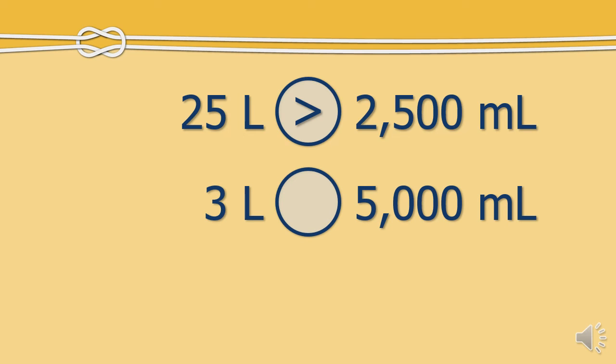Again, the comparison is 1,000 milliliters to 1 liter. So 3 liters is the same as 3,000 milliliters. 3,000 milliliters is less than 5,000 milliliters. So 3 liters is less than 5,000 milliliters.